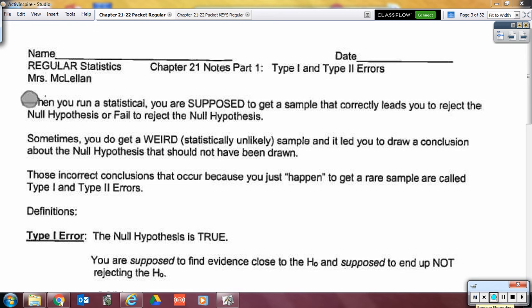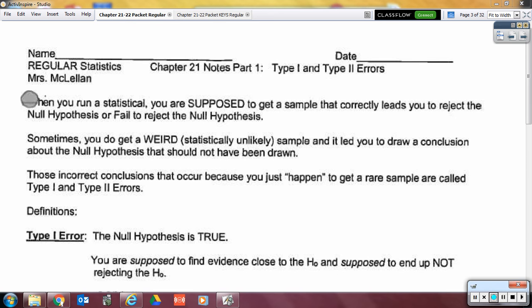So this first chapter is going to talk about statistical errors that get made. You know, the tests that we have just been doing will reject or fail to reject a claim. Well, what happens if we reject something and we weren't supposed to reject it? Okay, so that's what we need to discuss.